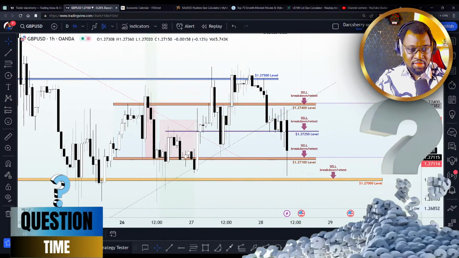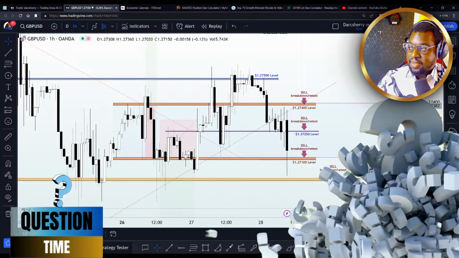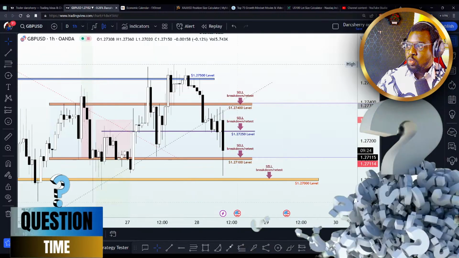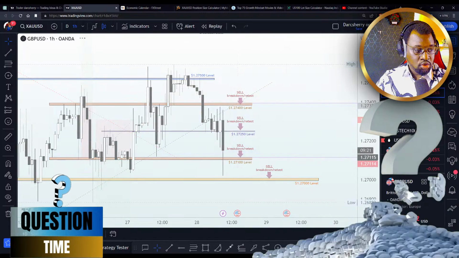So on that note, in the absence of any questions, I want to assume that we are on the same page. So we will be moving on to the next instrument, which is the XAU USD. Now on the XAU USD, we also have a very interesting position here, as we have been selling this instrument since the beginning of the week.